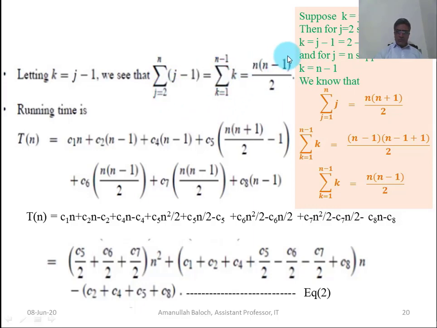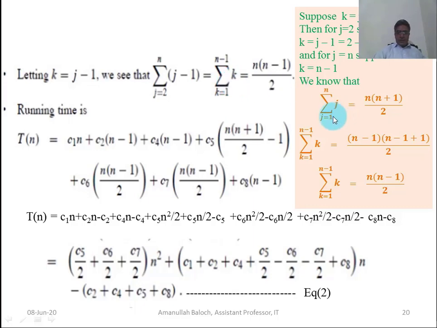For j is equal to 2, k becomes 1. We will write here k is equal to 1. We have supposed that j minus 1 equal to k, that is, k is equal to j minus 1. Put here k, and the last value is n. In the j scenario, the last value is n. In the k scenario, if j is equal to n, k becomes n minus 1. So we write the last value in this scenario as n minus 1.